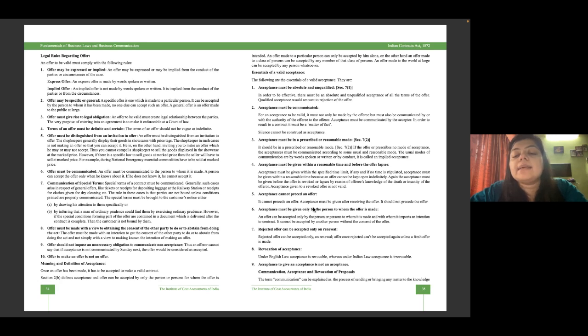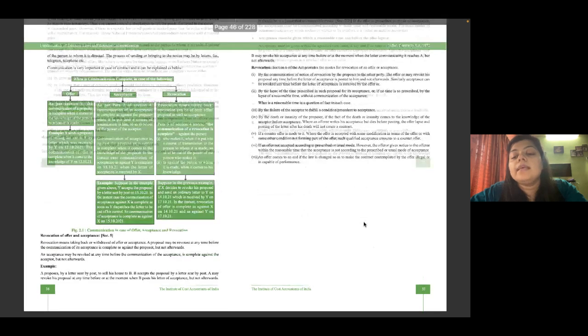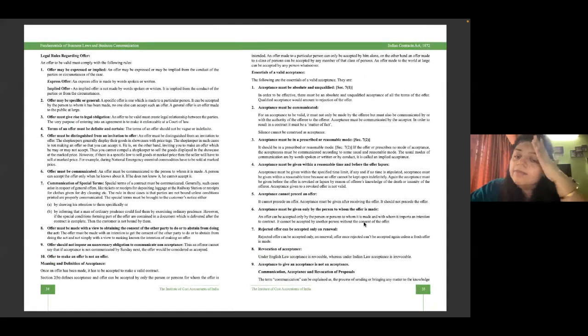The next is with respect to acceptance, which must be given within a reasonable time and before the offer lapses. And finally, acceptance cannot precede an offer, and acceptance must be given only by the person to whom the offer is being made. The fact that offers can also be rejected, but if there is an offer to be accepted, it can only be done after the revocation, after the resignation has been done.